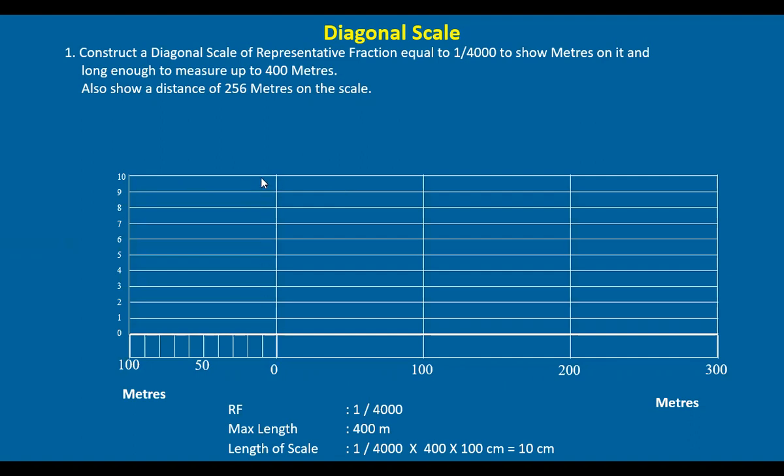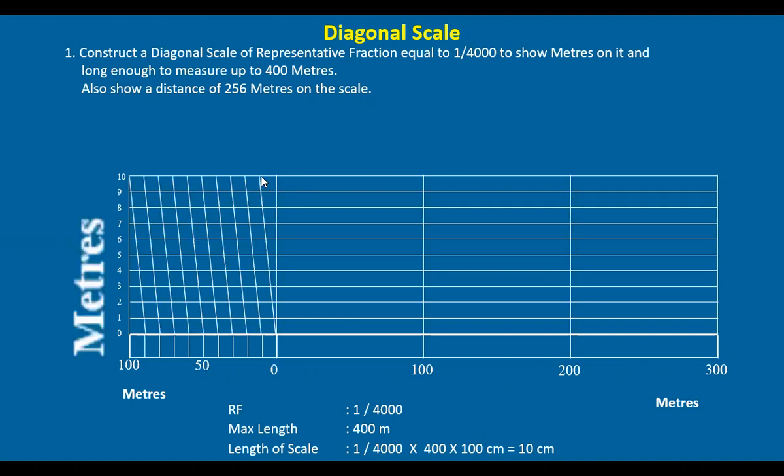Mark the first division point here at the top, and join this point with 0. The first one is joined with 0, the second with 1, like this. That means the length here can be divided into 10 equal parts, and we get 1/10 of this length. This is 10 meters, and at this first point, this is 1 meter, 1/10 of this one. So we are able to get 1 meter also.